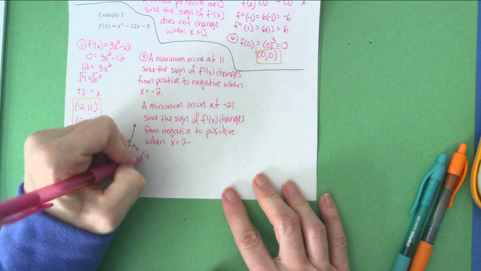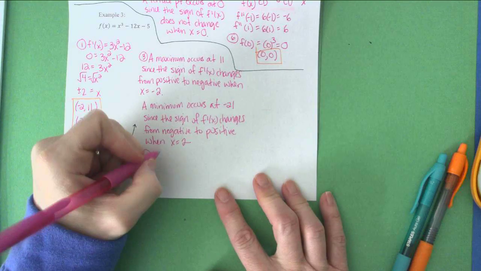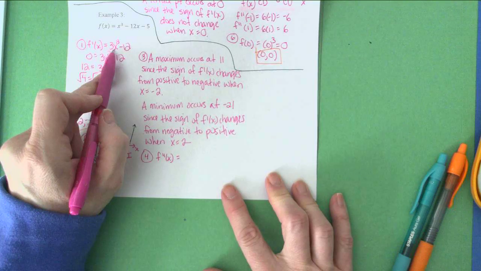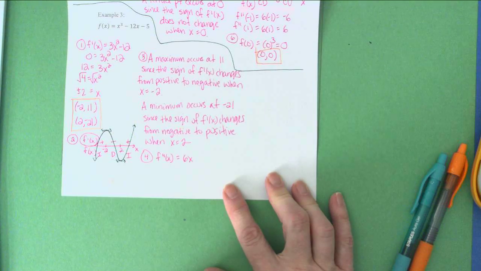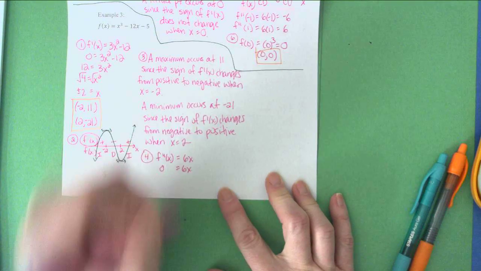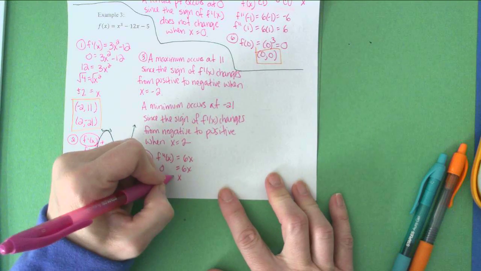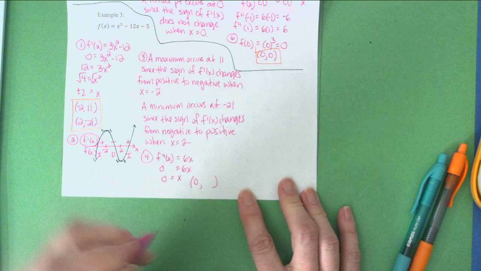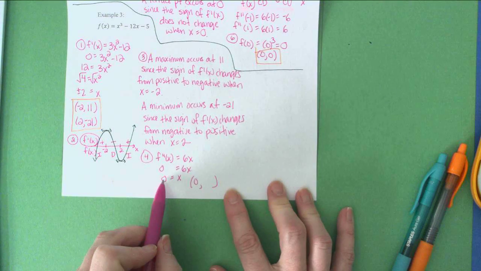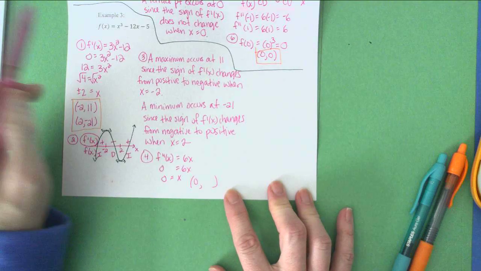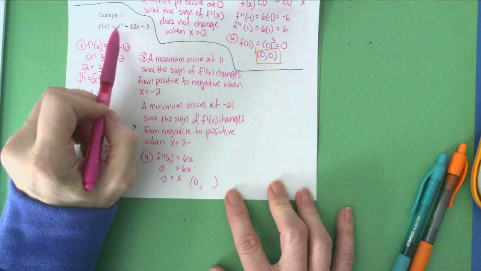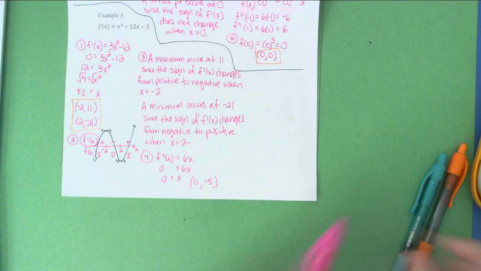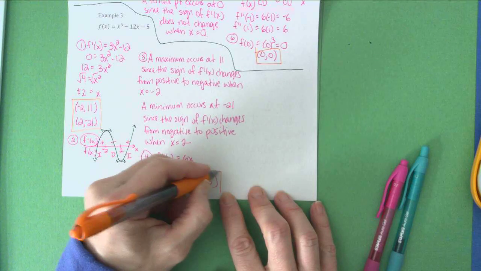Step 4, let's get into inflection points. Second derivative is going to be 6x. I'm going to set that equal to 0. When I divide both sides by 6, I'm going to get x equals 0. So my ordered pair is going to be 0, something. To get that y value, I go all the way back to the original. f of 0 is going to be 0 to the third minus 12 times 0 minus 5, which is just going to give me a simple little -5 there. So this is going to be my potential inflection point.